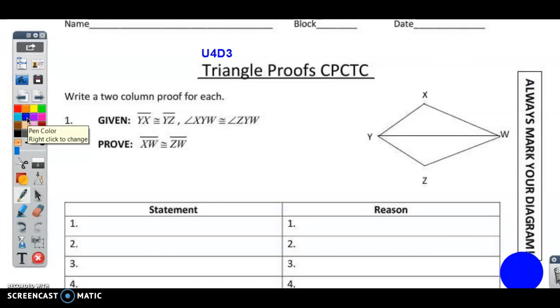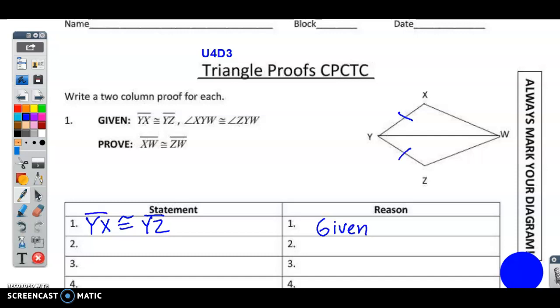Okay, so let's go ahead and look at the given information we have here. Write a two-column proof for each. Given: YX is congruent to YZ. What is the reason that we know that? We know that because it is given to us. Now let's mark that on our diagram. YX is congruent to YZ.